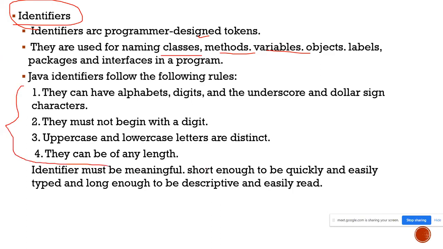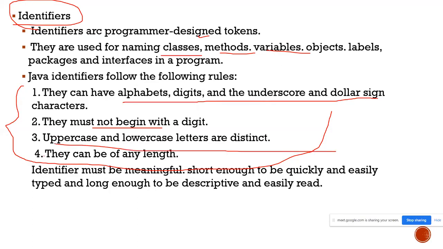You have 4 rules for defining an identifier. They can have alphabets, digits, underscores and the $ sign. They must not begin with a digit. Uppercase and lowercase letters are distinct. They can be of any length.